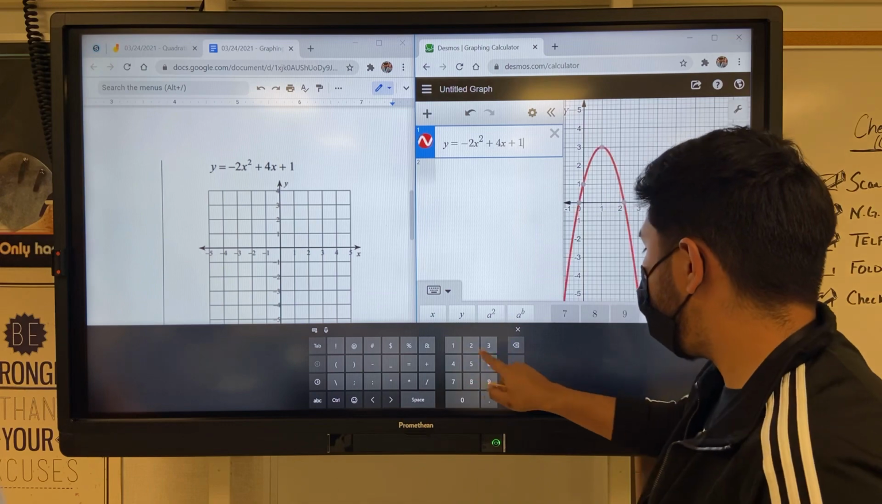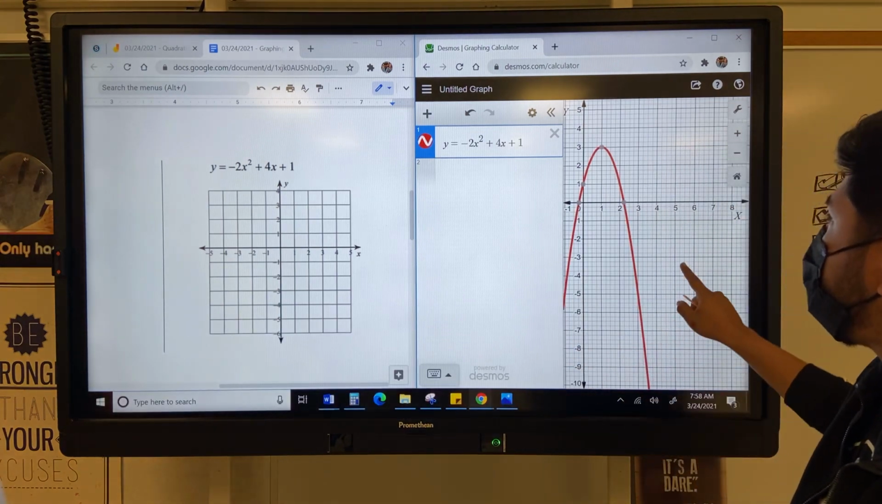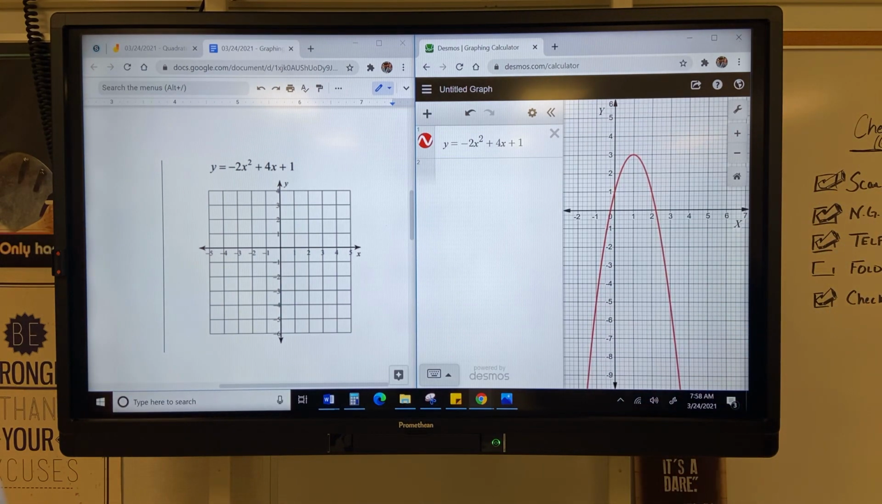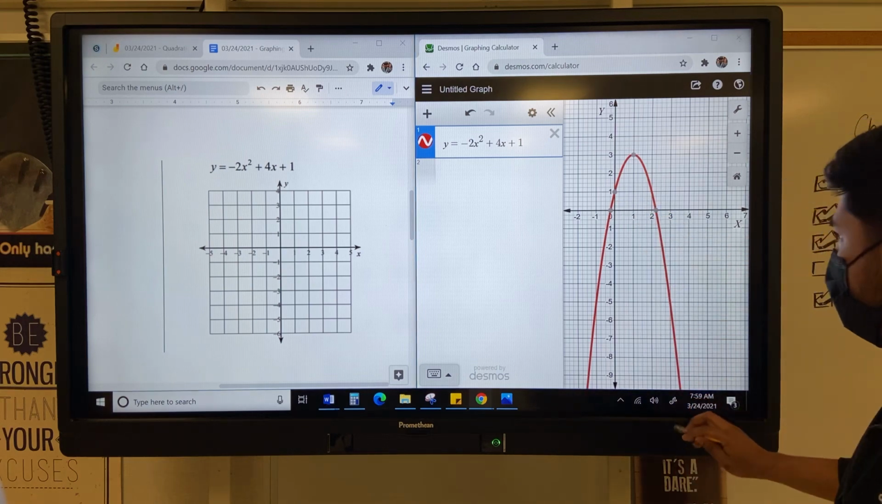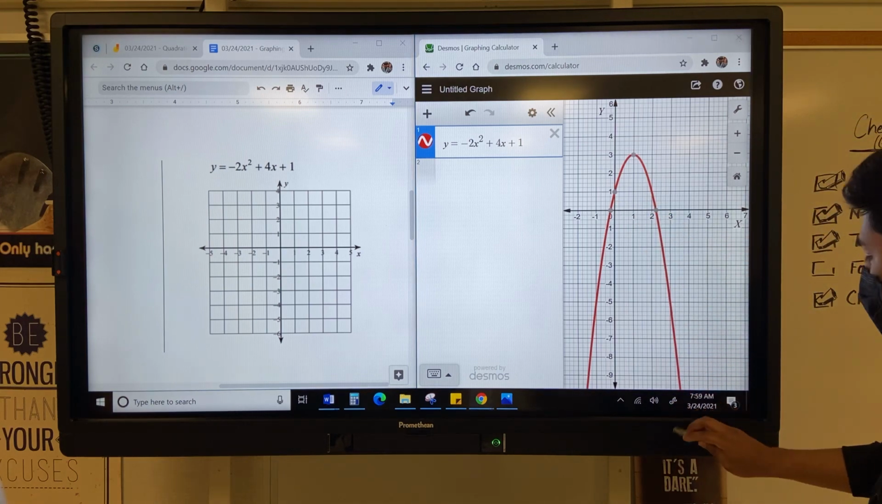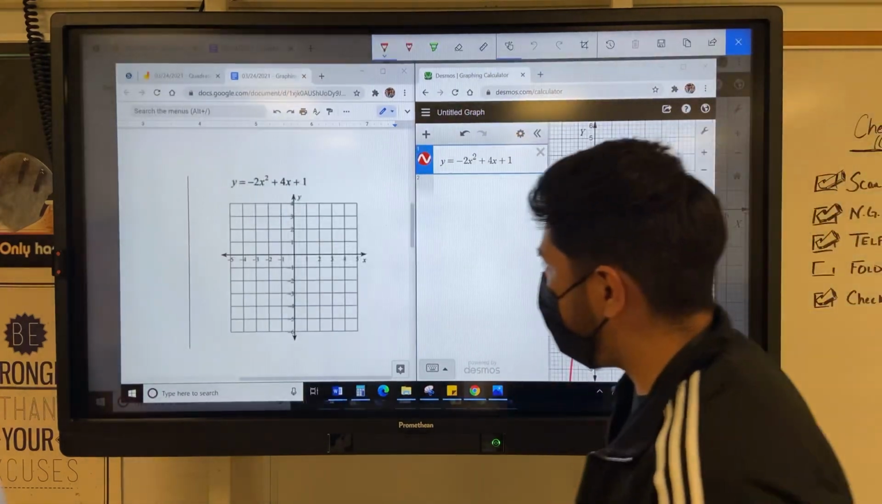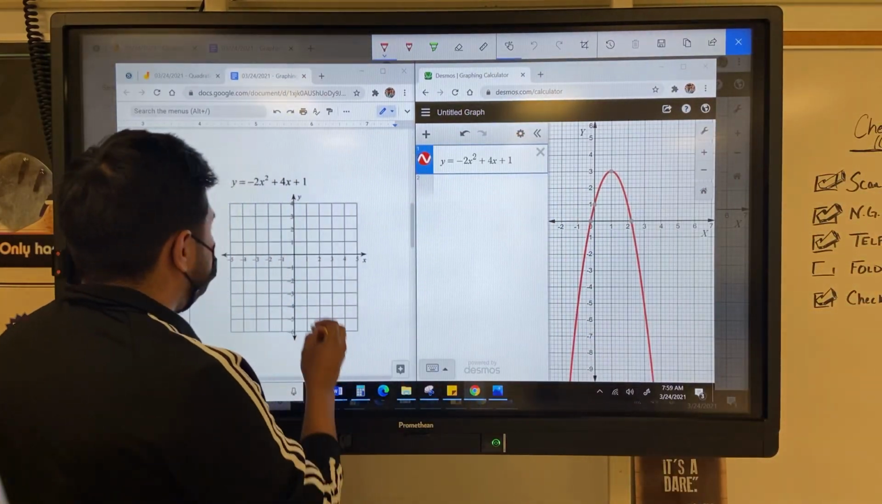Plus 1. Boom, boom. There's my parabola. This is like my McDonald's symbol. Lucky enough, we can see there's a point at 1, so I can easily put that point. Again, we're going to talk about all these points right now. So we got a point at 1.